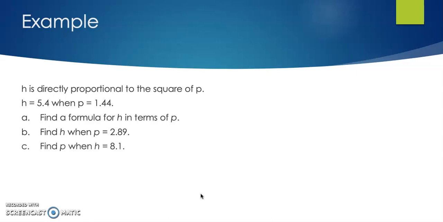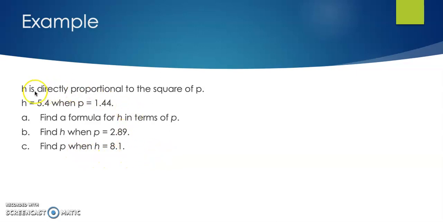Now look at this question. He says that h is directly proportional to the square of p. This is a very important statement, so it's the square of p. H is 5.4 when p is 1.44. Find a formula for h in terms of p. Find h when p is 2.89 and find p when h is 8.1.